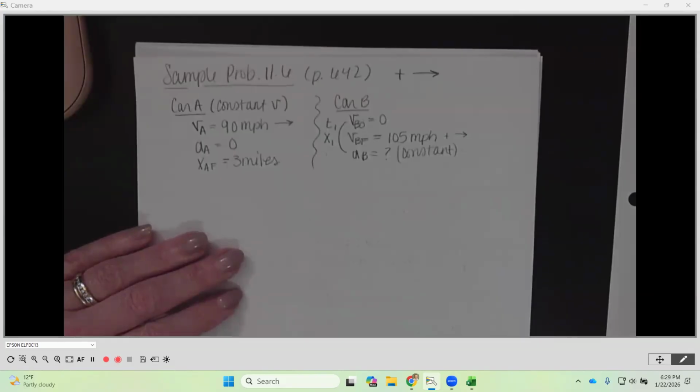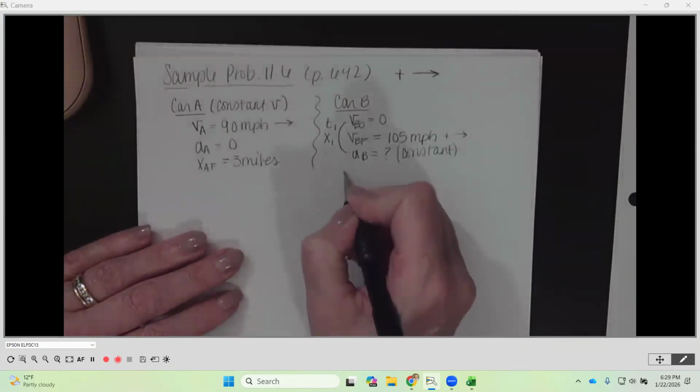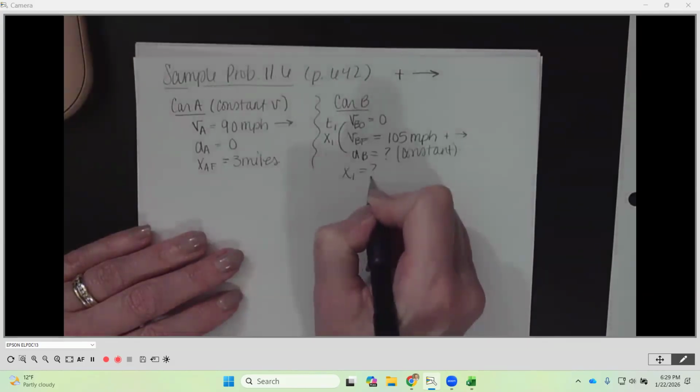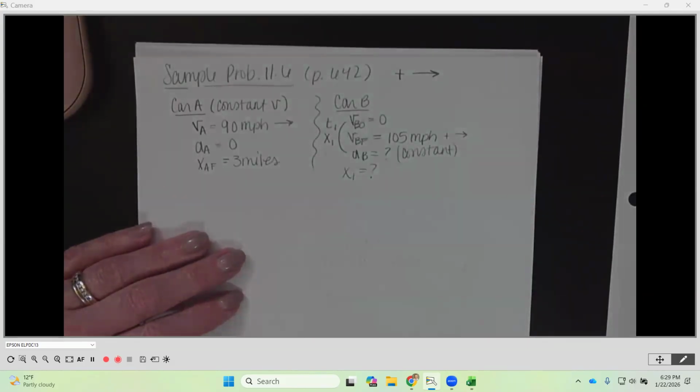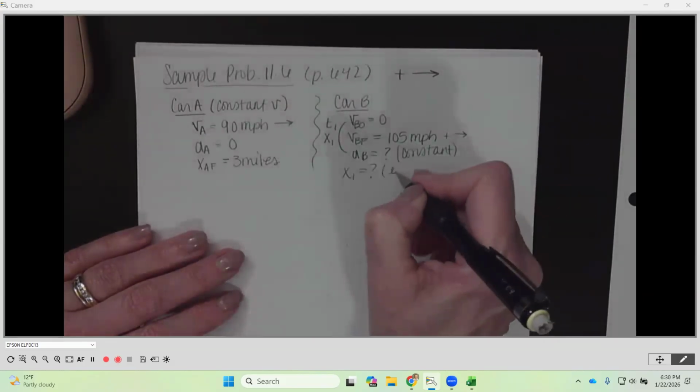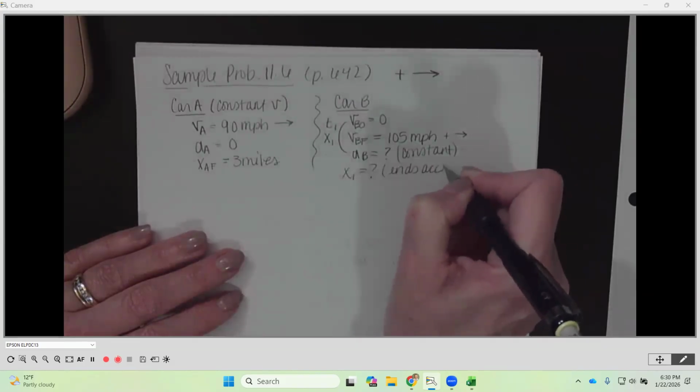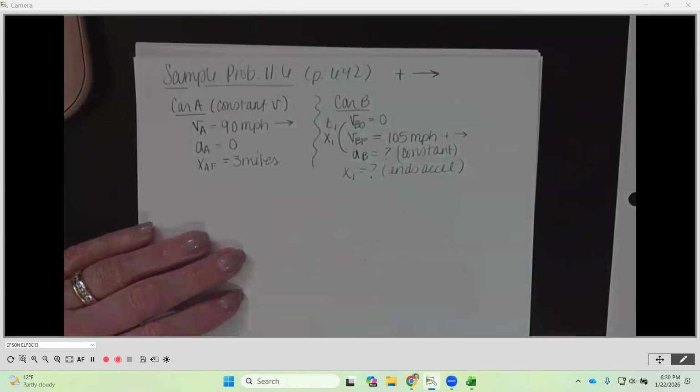Now we're going to have to find what X1 is. We don't know what that is, we'll be calculating that. That's the time that ends acceleration. That's when it gets up to that 105, and then it's going to be steady after that.